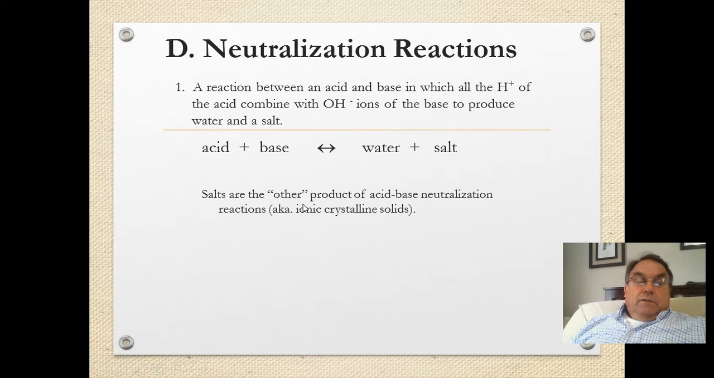So here's a neutralization reaction. Nitric acid in aqueous solution combines with potassium hydroxide. Double replacement: the hydrogen and the potassium trade places or trade partners. Potassium's new partner is nitrate, and hydrogen ion's new partner is hydroxide. So we get potassium nitrate and water, and it balances as written.